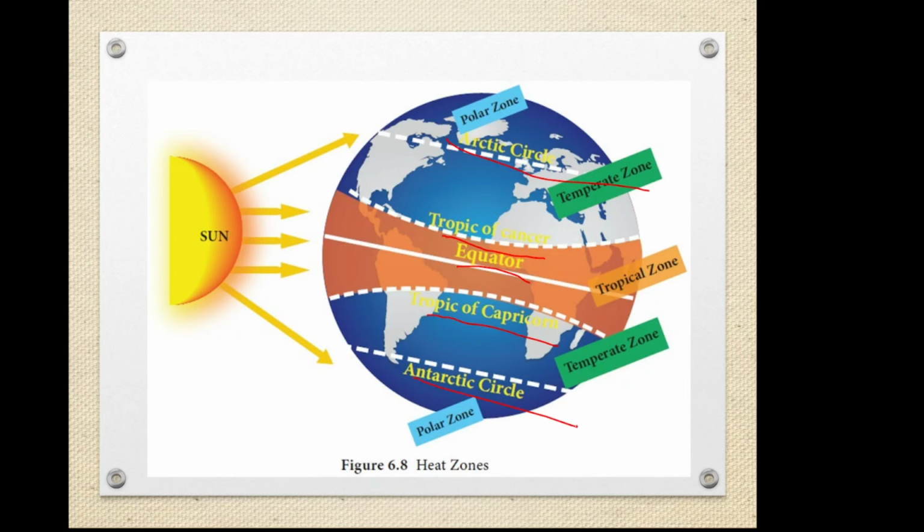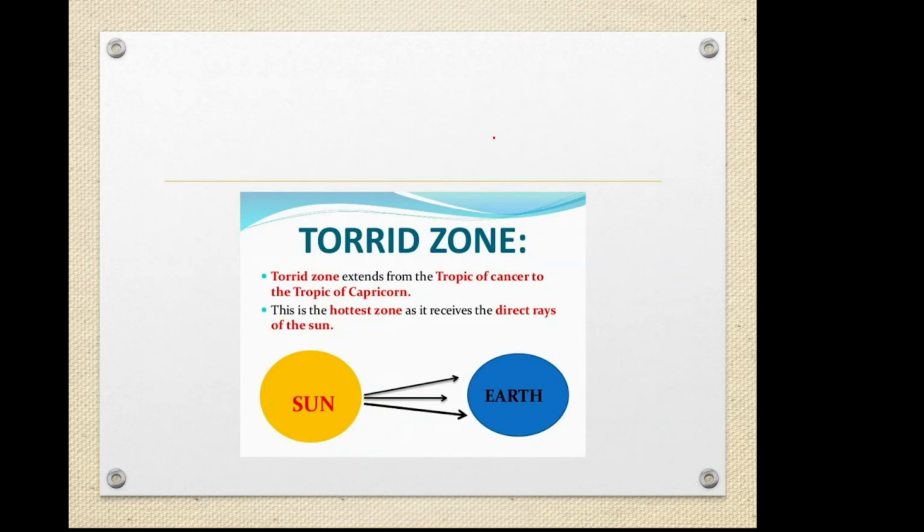Okay, the important heat zones are tropical zone or torrid zone, then temperate zone, then finally polar zone. It is also known as what? Frigid zone. Now we will see the points. Torrid zone, it is also known as what? Tropical zone. Torrid zone extends from Tropic of Cancer to Tropic of Capricorn. It is the hottest region as it receives direct rays of the sun.